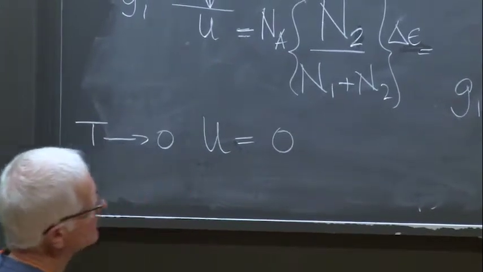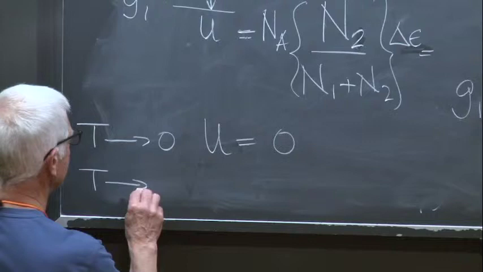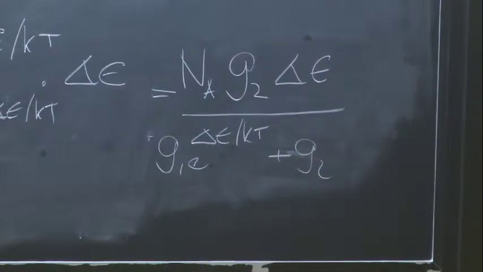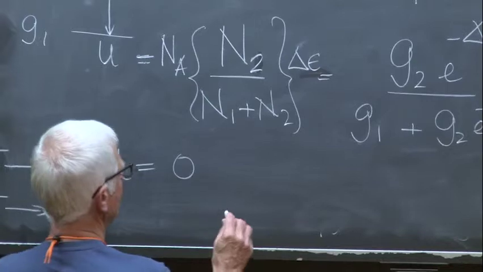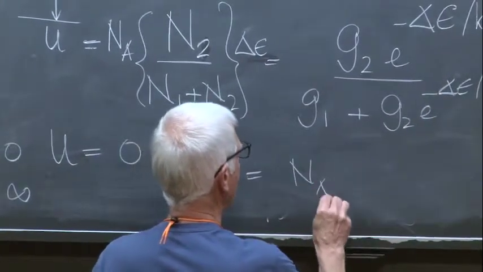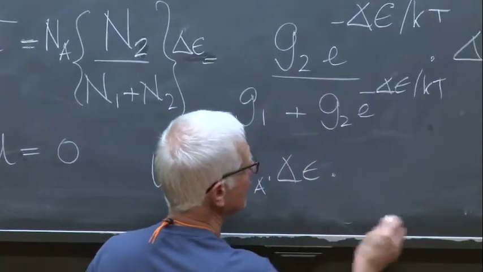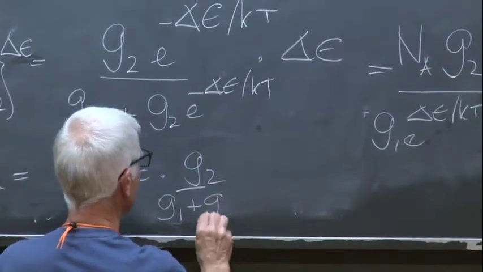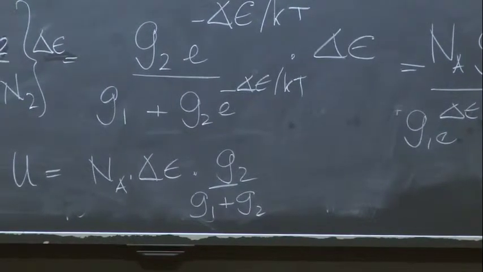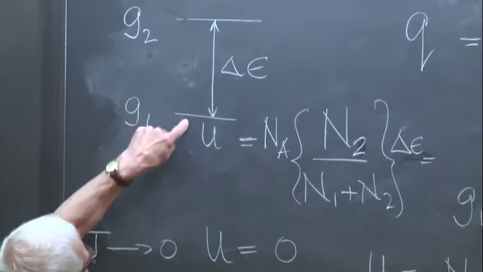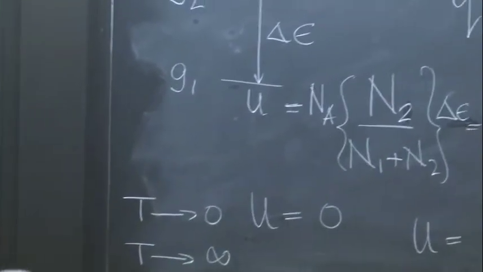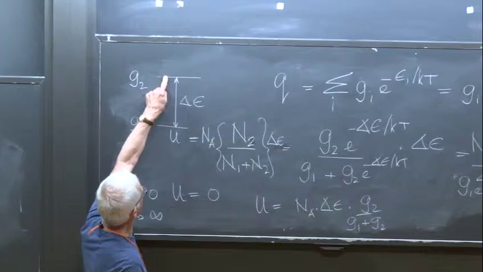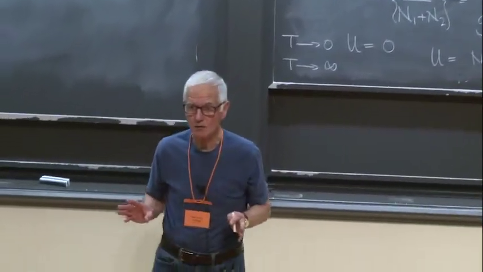What's going to happen at very high temperatures, so as T tends to infinity, then this term is going to tend to unity, and the energy will just be Na times delta E times, that goes to unity, we've just got G2 over G1 plus G2. What this means now is that the molecules are populating these levels simply according to the number of states that are there. If G1 and G2 were unity, then we'd have as many molecules up here as we have down there. The populations would be equal.